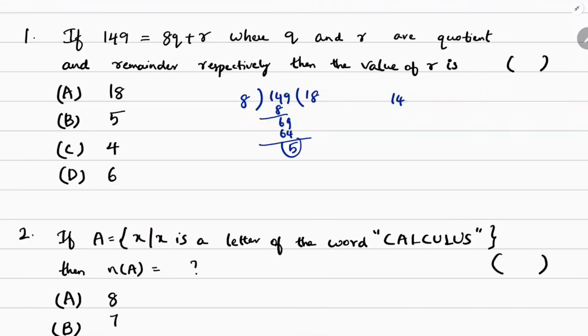So you can do it this way. By Euclid's division lemma, you write 8 times 18 is 144 and the remainder will be 5. So 149 equals 8 into 18 plus 5. So the correct option is B. Next one, second question.